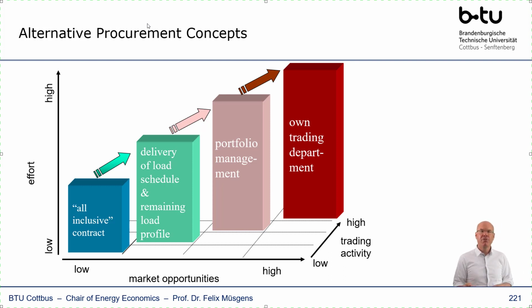That's a full-fledged solution, but there are ways in between. You can just have portfolio management without taking too much risk, and you can have delivery of load schedules and remaining load profiles. So instead of having the all-inclusive once a year contract, for example, participate from variations, fluctuations in the forward prices and decide, for example, to buy every quarter some part of energy. That's the delivery of load schedules. And again, from blue to red here, trading activity increases from low to high, market opportunities increase from low to high, and effort increases from low to high.